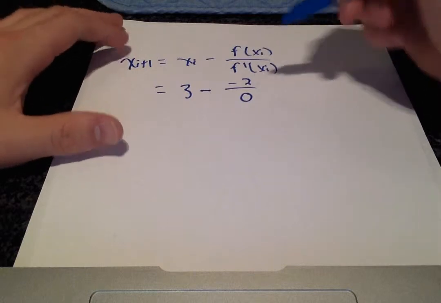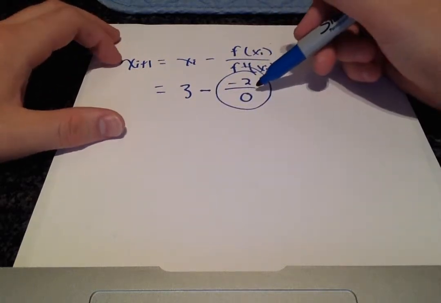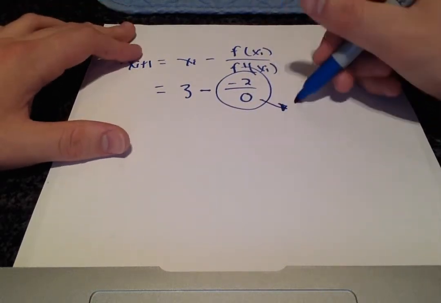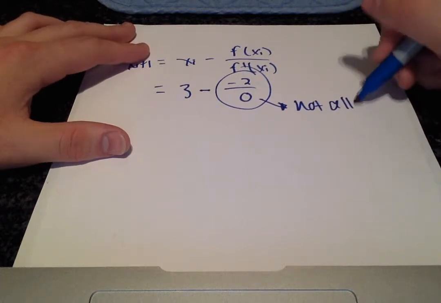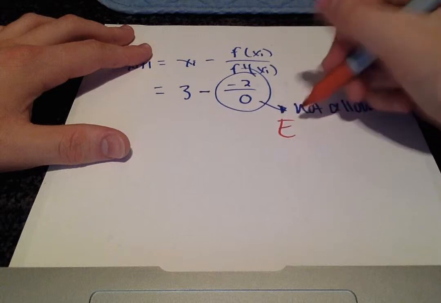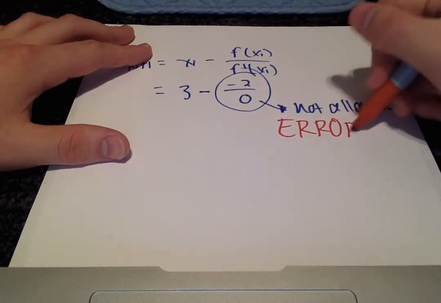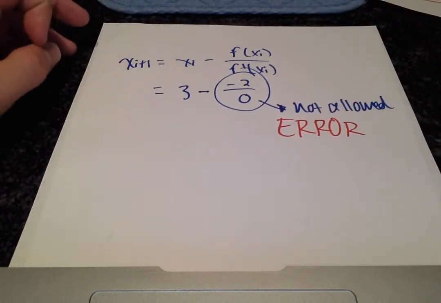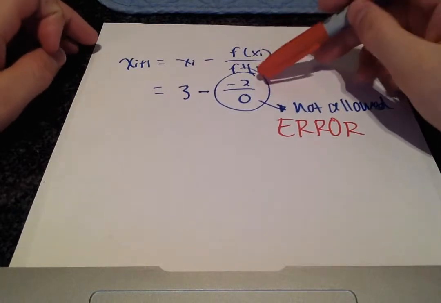But wait, something's wrong with this. We have a division by 0, which is not allowed. A huge error message should go off in your brain, or at least in your calculator, and you should see that this is not allowed.